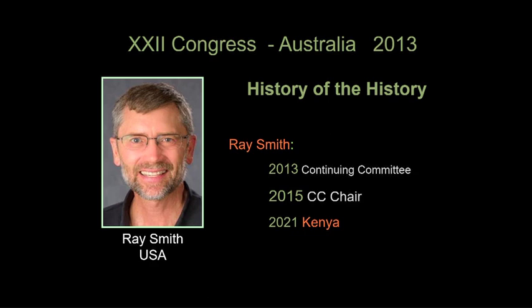Ray Smith is the one that started this story. At the 2013 Congress in Australia, he was elected to the Continuing Committee. He was also, in 2015, elected chair of the Continuing Committee, and that continued through Kenya. Well, he started thinking about what he wanted to do for the Kenya meetings that could be something of great interest. And so it was a joint meeting with IRC. So they came up with, let's do an update on the history of both these organizations. And so that was started.